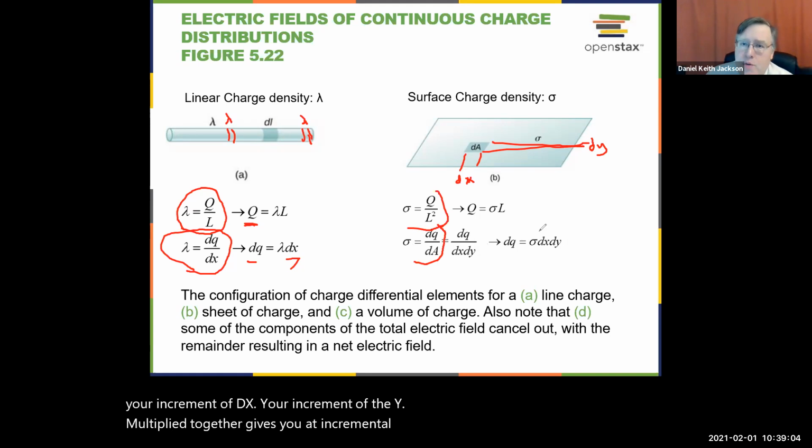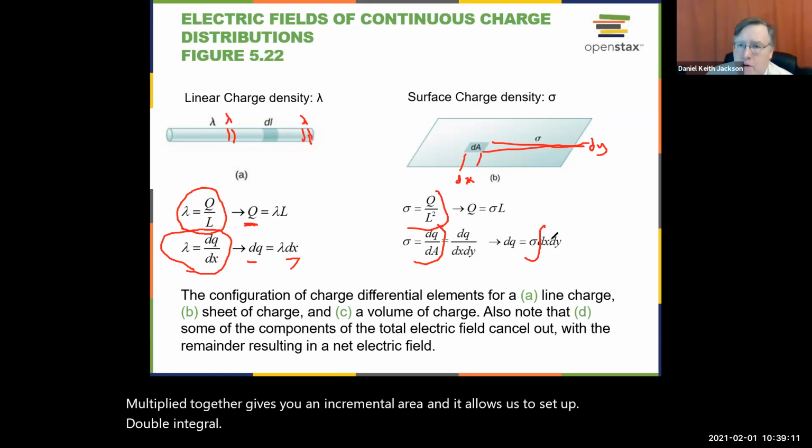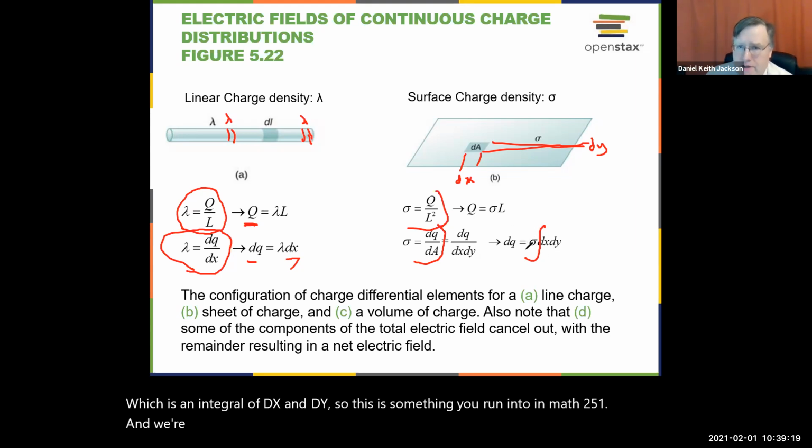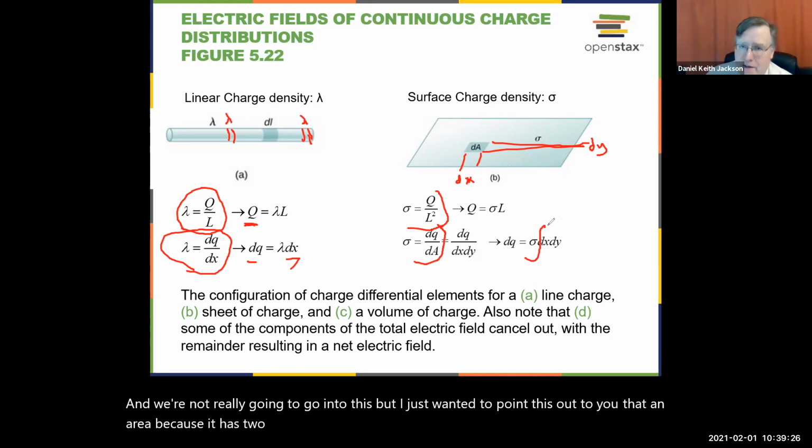And this allows us to set up a double integral, which is an integral over dx and dy. This is something you run into in Math 251. We're not really going to go into this, but I just wanted to point out to you that an area, because it has two coordinate axes, must be a double integral.